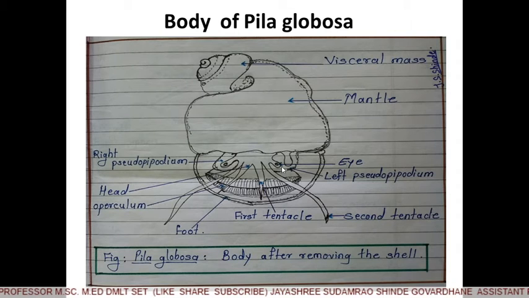Eyes are present. This is a stalk-like structure known as ommatophore and they bear a pair of eyes at their tip. The labial palps, tentacles and ommatophores can be extended and retracted as the occasion demands.